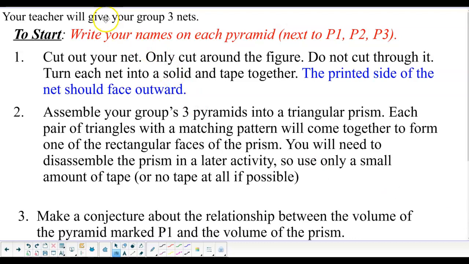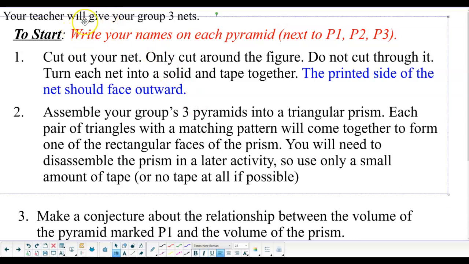All right, so here's what we're going to do. First thing is, when you get your papers, before you even cut them out, put your name right next to the letters P1, P2, and P3. That'll be on the actual shape itself. And then you're going to cut out the net. Do not cut through the net. You want to only cut around the figure. And then you're going to actually take and fold all the sides up so that net will turn into a 3-dimensional solid. Make sure the printed side of the net is facing outward, so when you fold it up, you should be able to see your name on the outside.